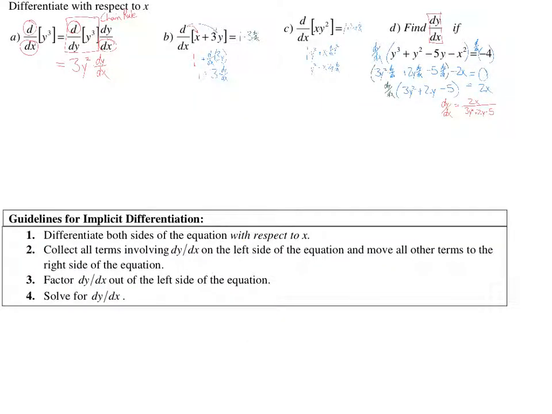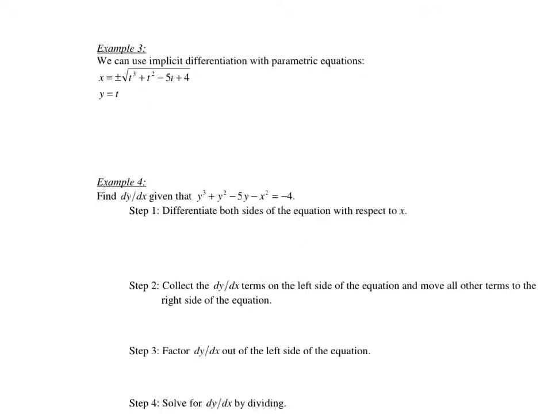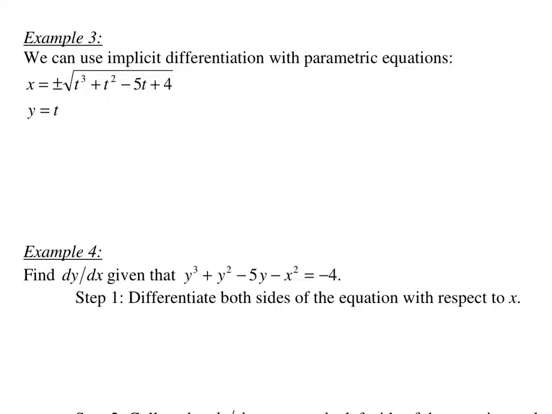Here's the basic strategy for doing all of these, okay? Differentiate both sides with respect to x. Collect all the terms that have a dy dx on one side and all the other terms to the other side of the equation. Then you can factor out the dy dx and then divide in order to solve for dy dx. Okay? Let's try a couple other examples. Okay?